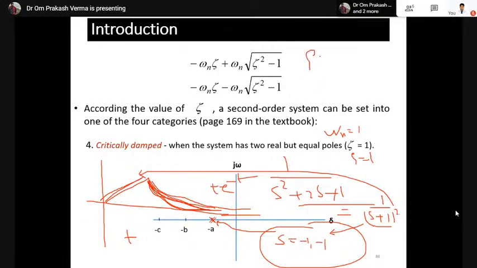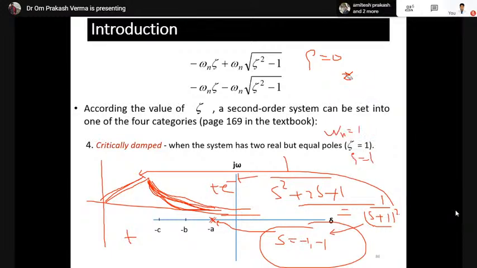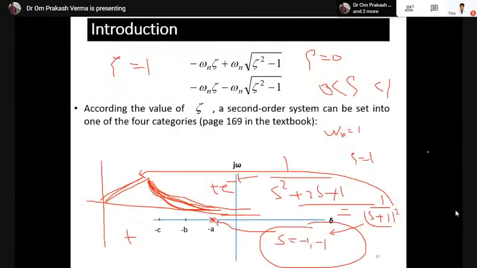It means when zeta is equal to 0, you get the undamped type of response. When zeta is in between 0 and 1, then you get the underdamped type of response. And when zeta is equal to 1, then you get the critically damped system. Now the fourth case is when zeta is greater than 1.